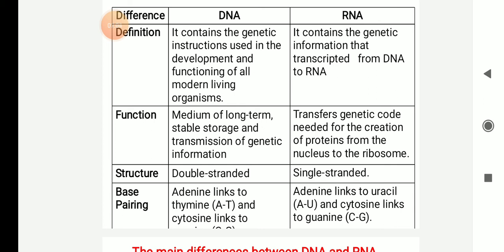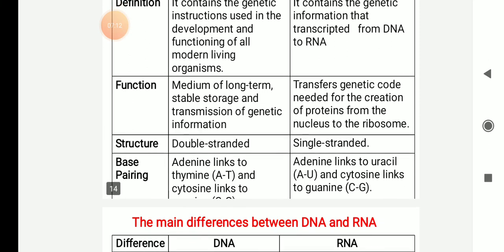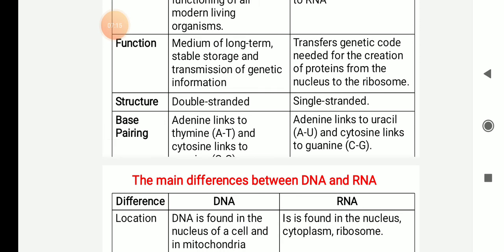Structure: DNA will be double-stranded and RNA will be single-stranded. Base pairing: I think in previous classes you have studied this. There are four bases: adenine, guanine, cytosine and thymine. Here adenine links to thymine and cytosine links to guanine. In RNA, adenine will be linked to uracil and cytosine will link to guanine. So there is a change: instead of thymine you will have uracil in the case of RNA.